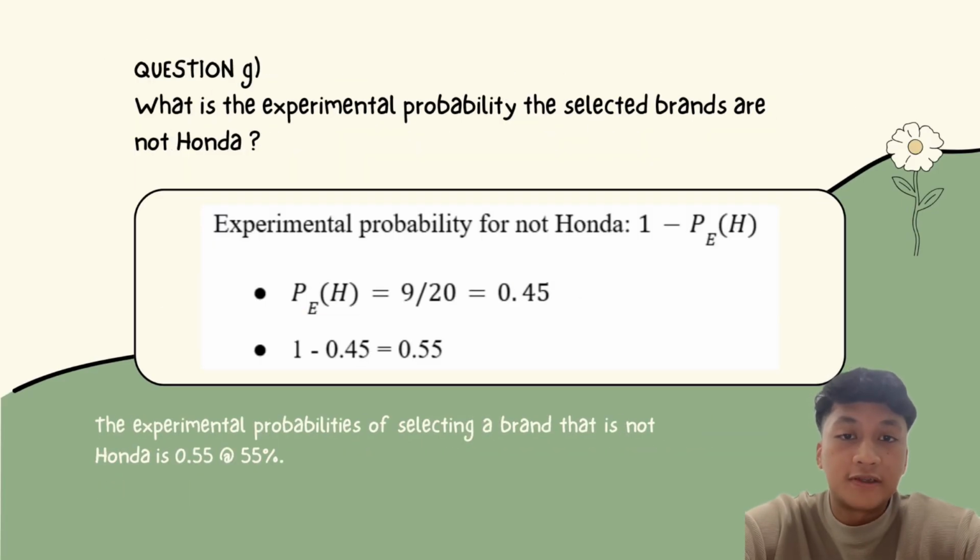Okay, now we go to question G. The question is, what is the experimental probability that the selected brands are not Honda? The formula is 1 minus PEH. PEH is 0.45, so we put the value in the formula: 1 minus 0.45, and we get 0.55. So the experimental probability of selecting a brand that is not Honda is 0.55 or 55%.